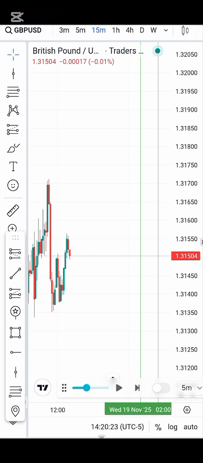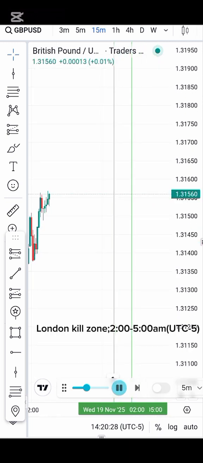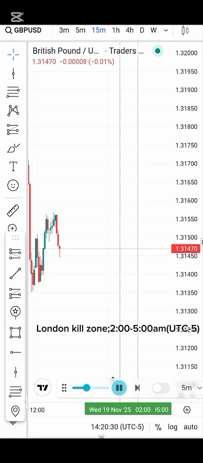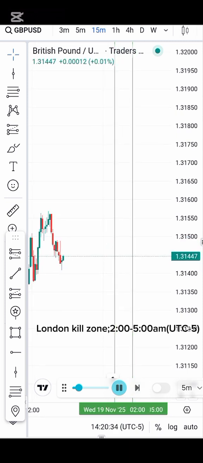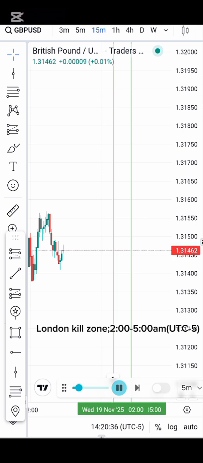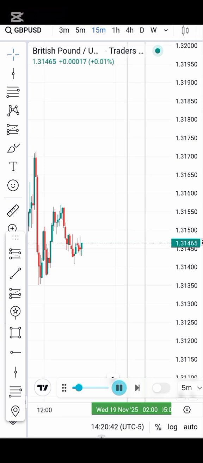Now the London session has been marked out, which is 2 a.m. to 5 a.m. New York time. We're using New York time here, so change your TradingView time to New York time. So that is 2 to 5. That's the London key zone. So why are we using time here? Time is always greater than price. You can use the NFP as an example.